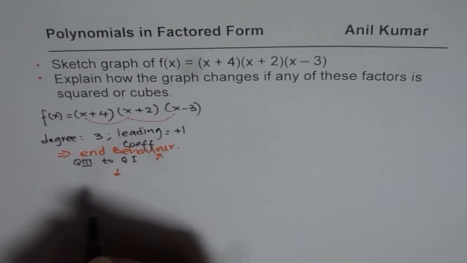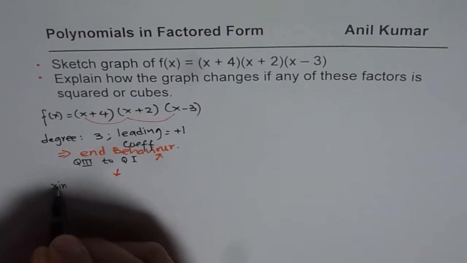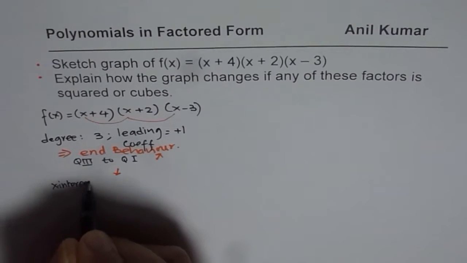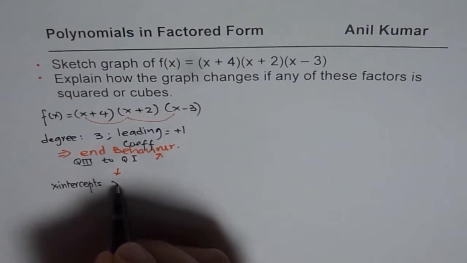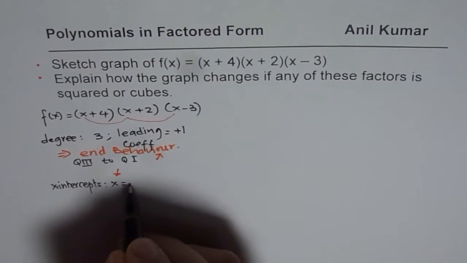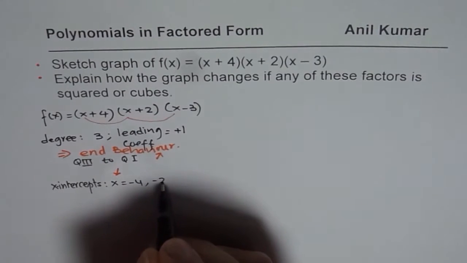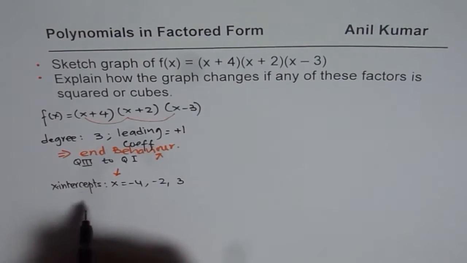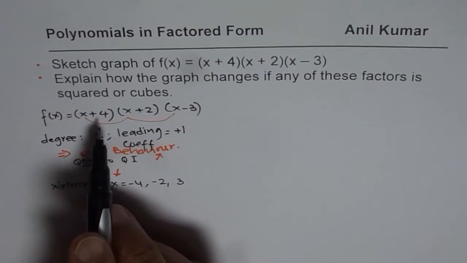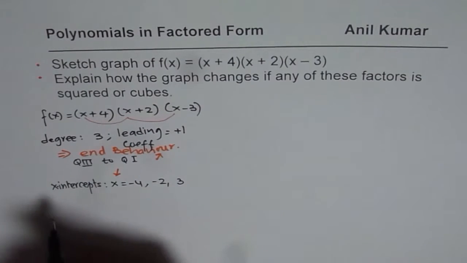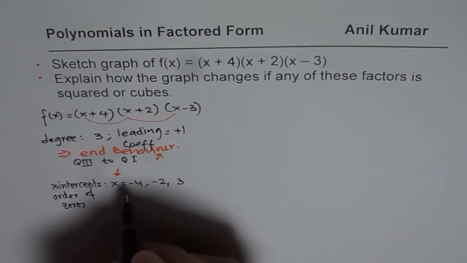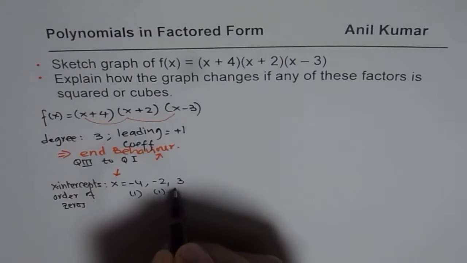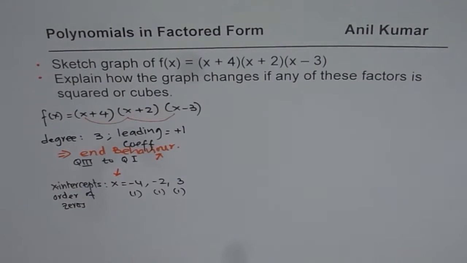Now what we will do is find the x-intercepts. X-intercepts means you need to make these factors 0. So the first one for us is x equals minus 4, then we have minus 2, and then plus 3. Once you know the intercepts, you should see what is the order of these zeros. We'll write the order of zeros. In our case, all are linear, so I'm writing 1, all are linear. So in this case, we have all the information to sketch.